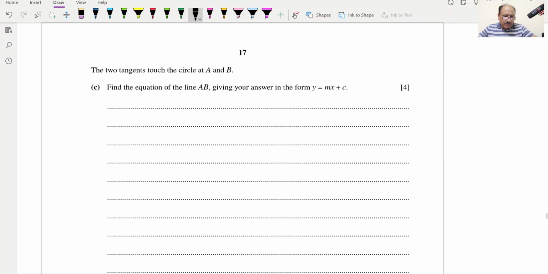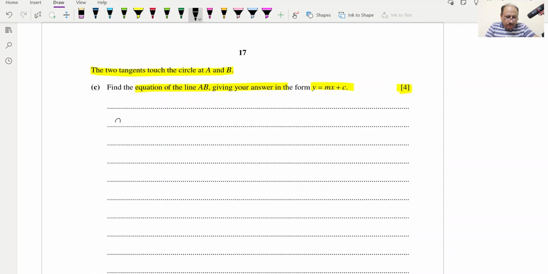Now part C. The two tangents touch the circle at A and B. Find the equation of the chord AB, giving your answer in the form y is equal to mx plus c. And this is a 4 mark question.